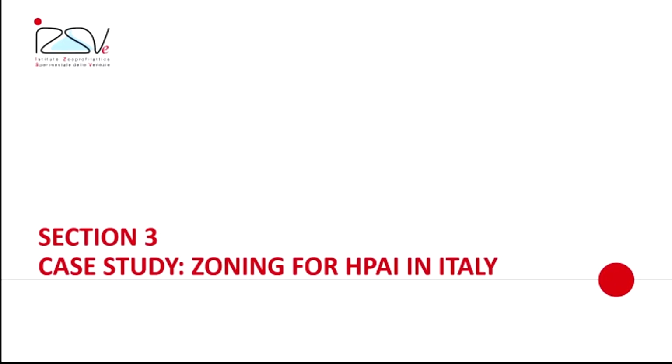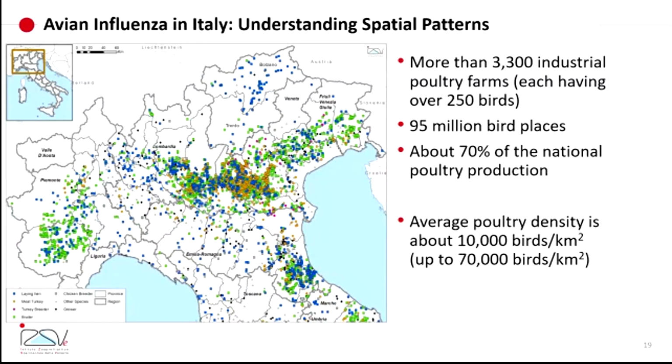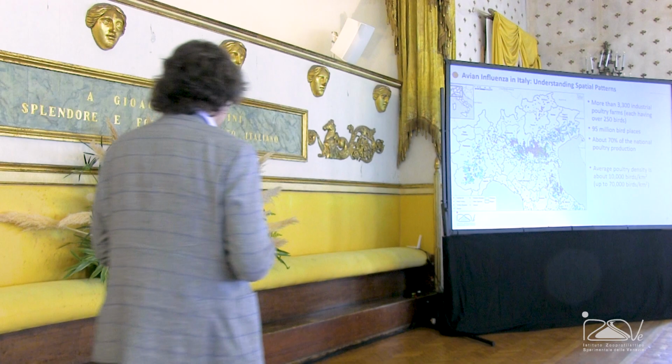So, jumping to the case study, a small context for avian influenza in Italy. This is in northern Italy. All of those points are poultry farms divided into different poultry production types. Actually, the map or the numbers are not very recent, but we have more than 3,300 farms in this area, which is more than 70% of the national production.